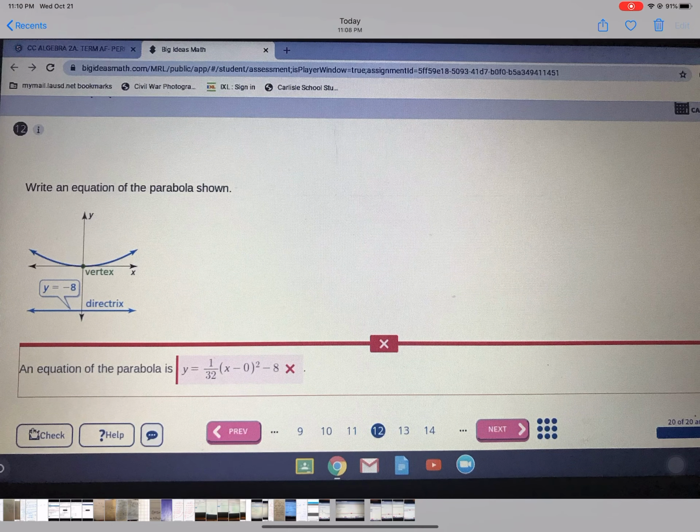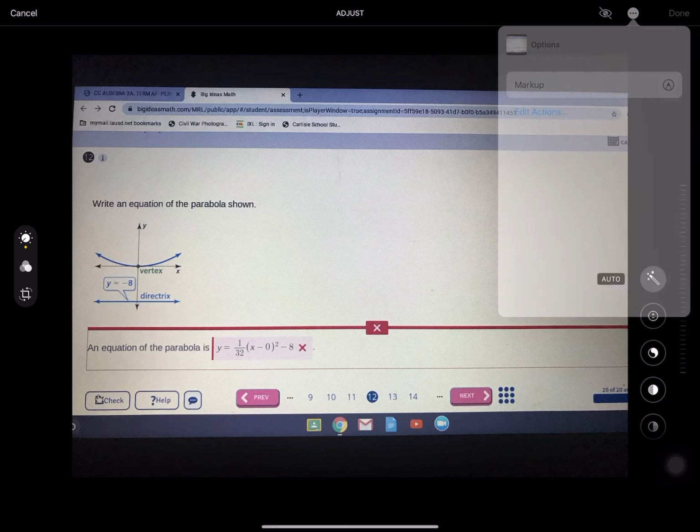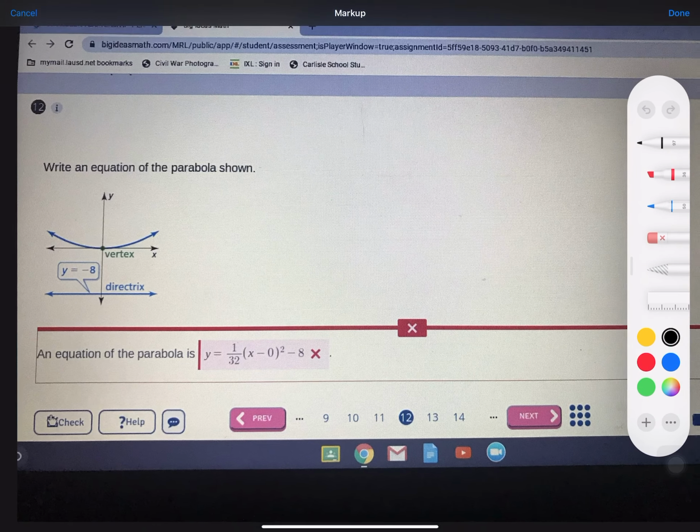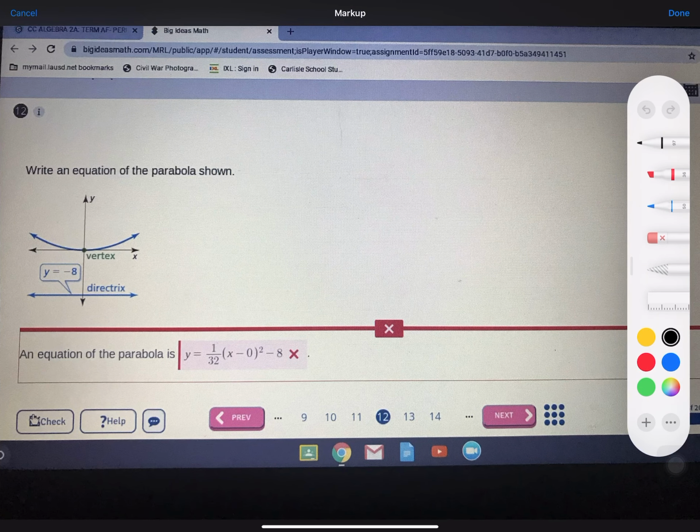Next question. They're asking to write the equation of the parabola shown. So the distance from the vertex to the directrix is 8, so we see that as from (0, 0) to (0, −8). So the focus is probably going to be (0, 8) on top. So our p value is positive 8.